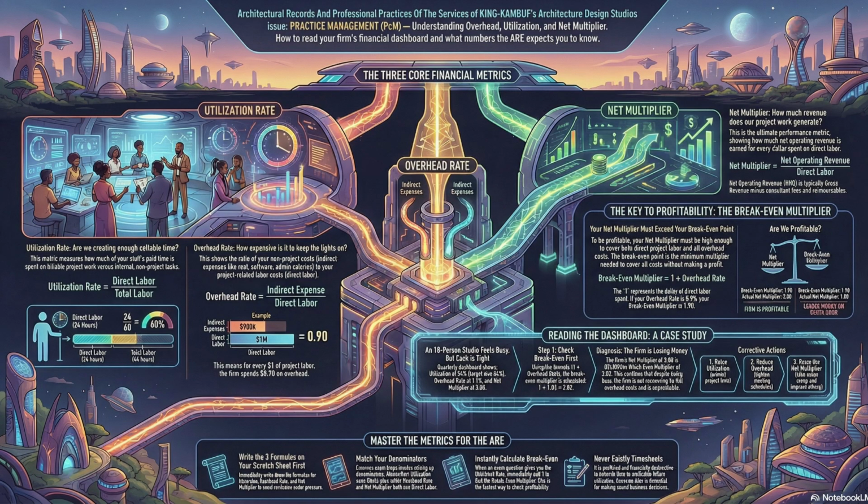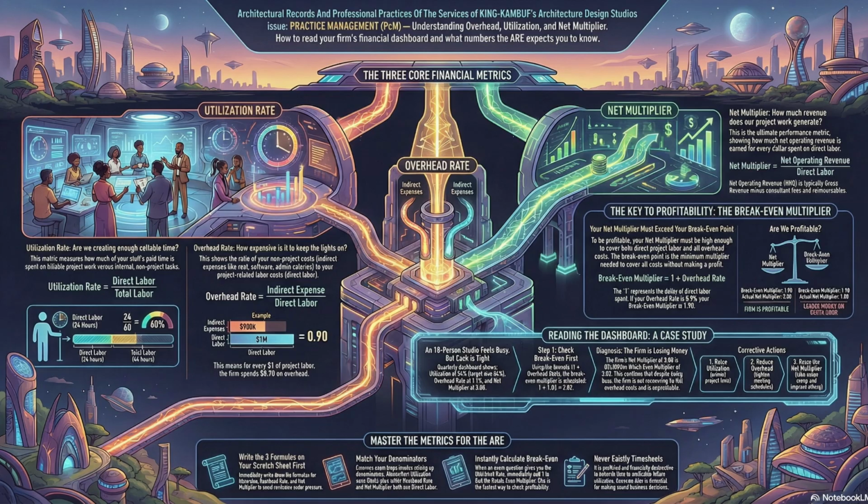Great idea. Here is the data set representing a firm that's doing well. Direct labor is $1,200,000. Indirect expense, or overhead, is $1 million. Gross revenue billed is $3 million. And the consultant invoices, the pass-throughs, are $360,000.